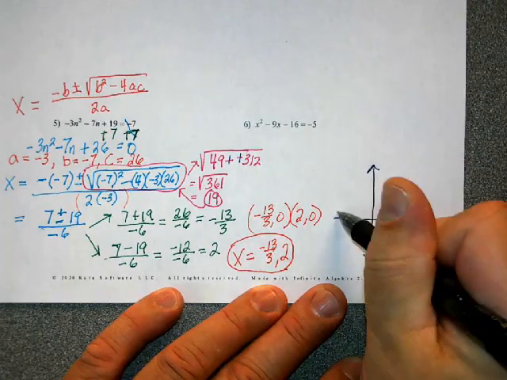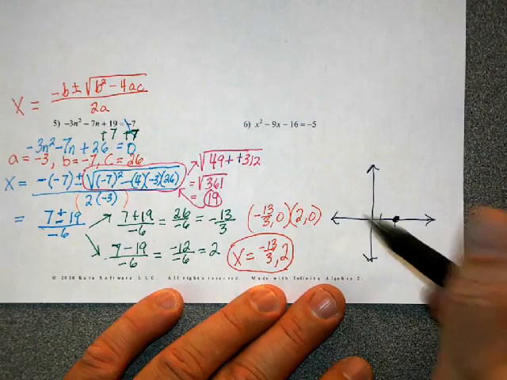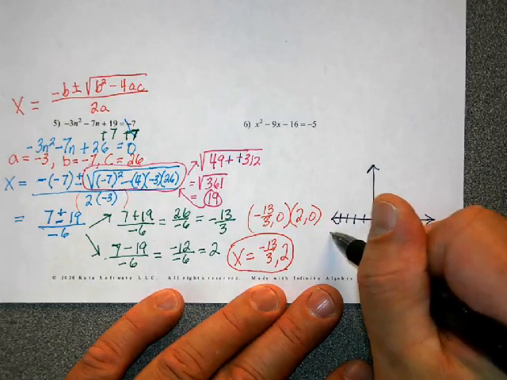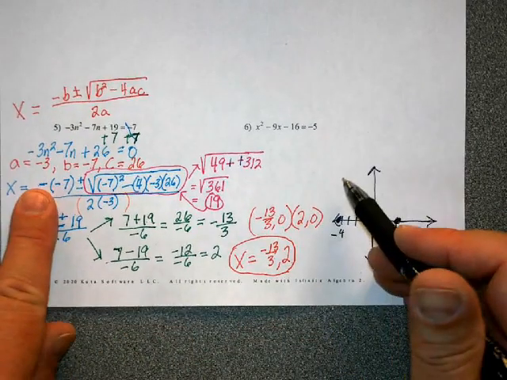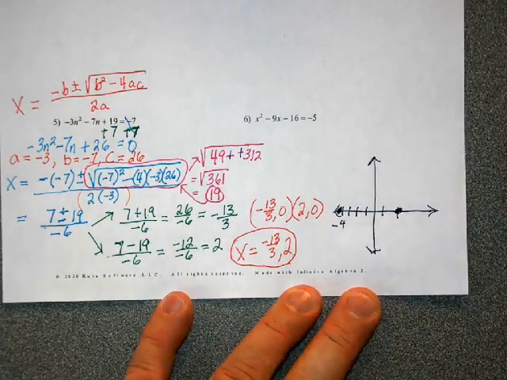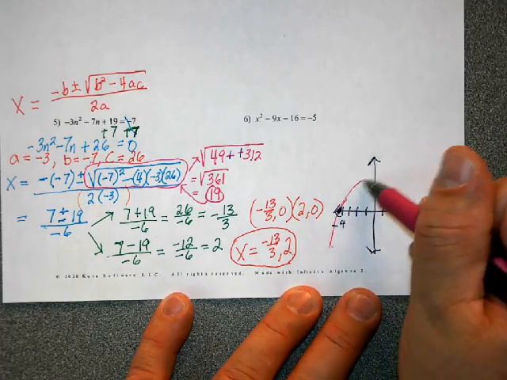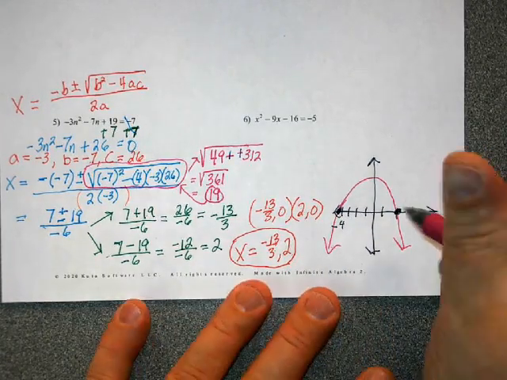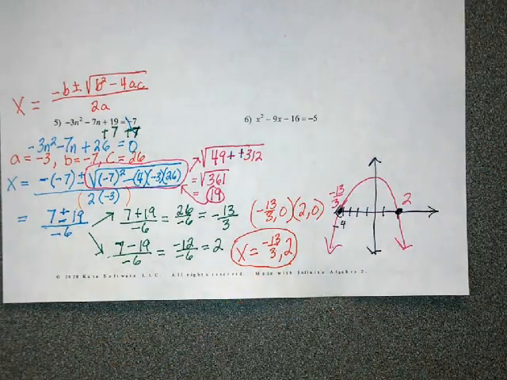Let's see, it's going to be 2, and negative 13 thirds is what? A little over negative 4? They're my x-intercepts. And because our a is negative, we know that this parabola, now I don't know where the vertex is, but it's going to be something like that. Where this is 2, and this is negative 13 thirds. Okay? That's what that means.